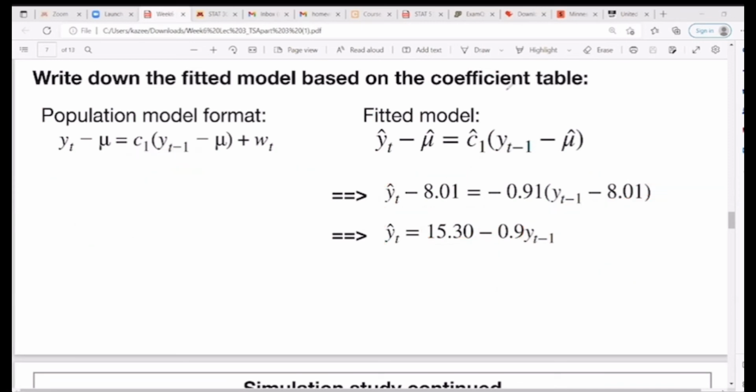Now, is there anyone who needs some clarification on this? Is there anyone?